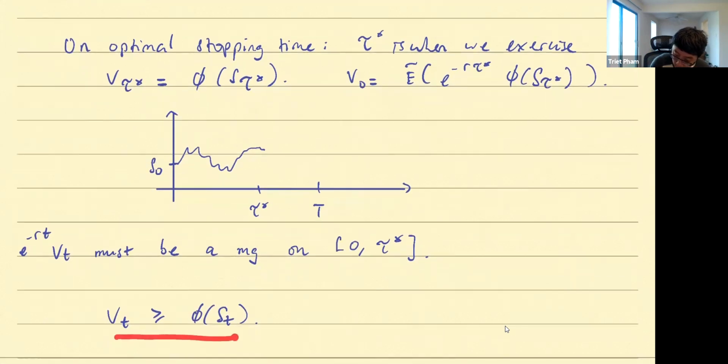This might be a bit of a stretch, but we have this, and we have this, and we have that. It's a martingale up to that time. Putting this together, can you make a guess on what this is? What is this mysterious tau star?